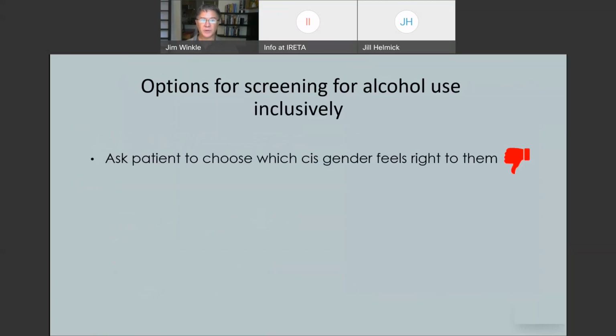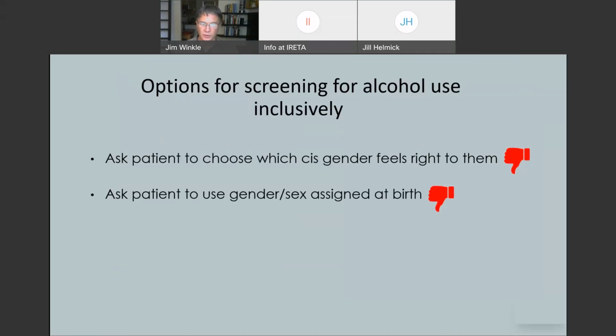So what can we do with screening tools currently right now to make them inclusive? Well, I give a thumbs down to the idea of asking patients to choose which cisgender category feels right to them, which has been suggested by some people. Like, if someone's trans or non-binary, just ask them to pick one of those cis categories. That's not good because it's not going to give you accurate data. We don't have data that makes sense for that recommendation. And it just reinforces the idea of a default gender. It feels discriminatory, it's no good.